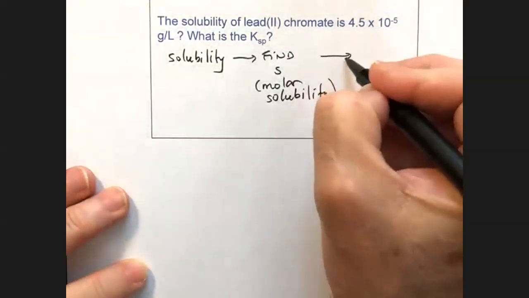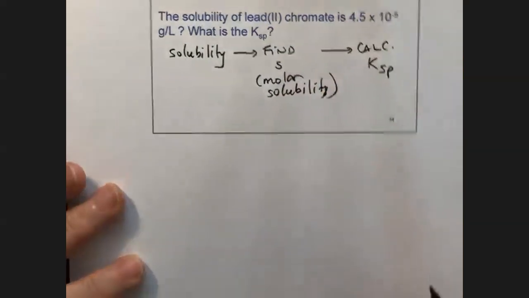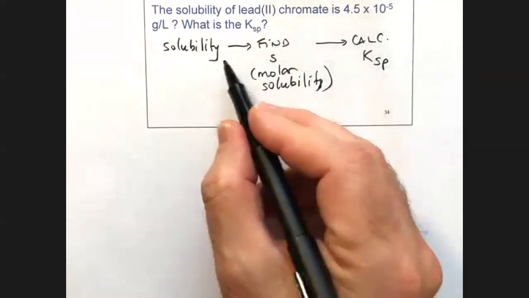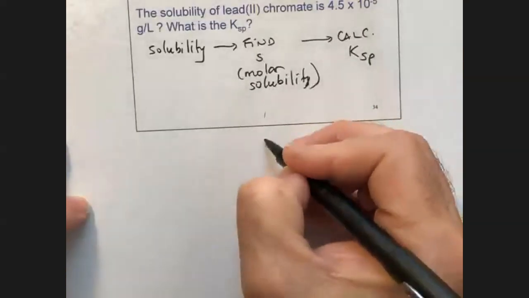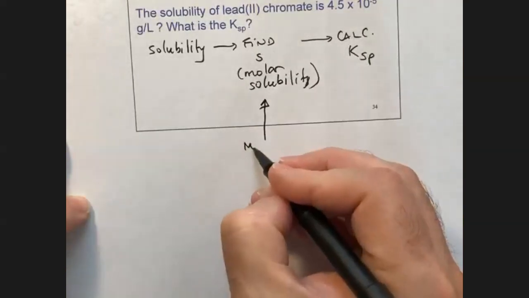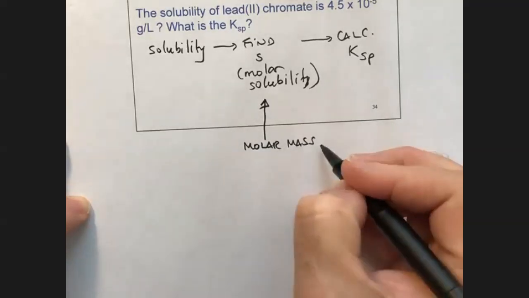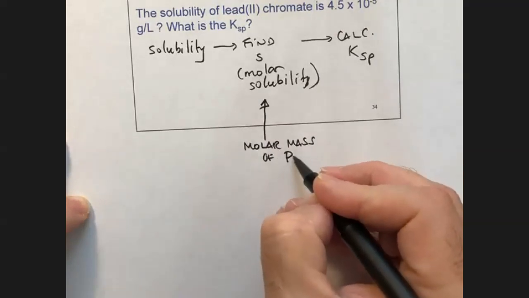So that we can then calculate Ksp. All right. So obviously, first thing we're going to do is convert the solubility in grams per liter into the molar solubility. So I'm going to need the molar mass of this compound, lead(II) chromate.